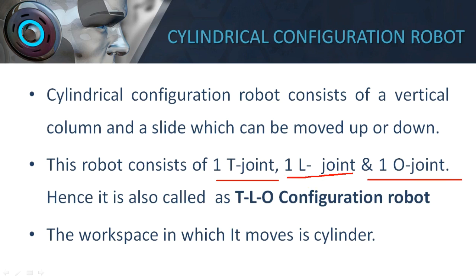And then one O joint. In the previous type of configuration robot, we had the TLR configuration, that is rotational joint. But here, instead of rotational joint, we have one orthogonal joint. That means the input link is horizontal, whereas the output link is perpendicular to that particular axis. So that is about the cylindrical configuration robot. In the next slide, we'll see how exactly the cylindrical configuration robot works.